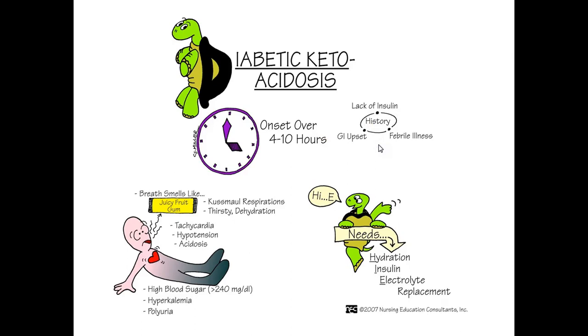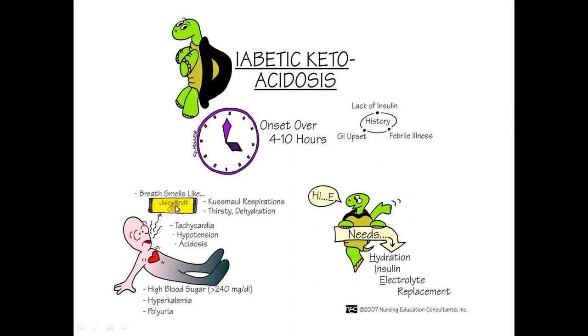Maybe they will be giving you a vague history of polyuria or polydipsia, and that's why they will be landing. The first time they are landing in the hospital, the first time they are being diagnosed, will be because of diabetic ketoacidosis. Breath smells like juicy fruit gum, or this is called Kussmaul respiration. Sorry, this is the ketonic breath.